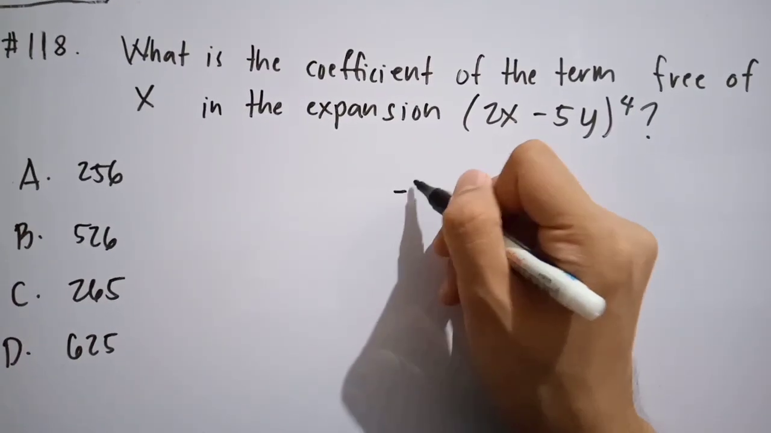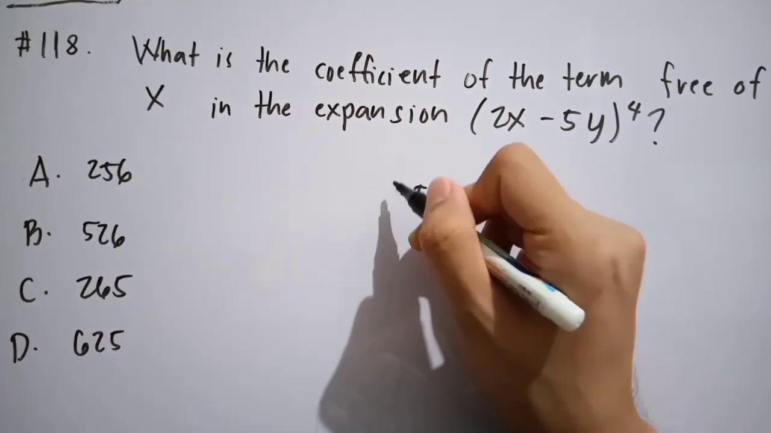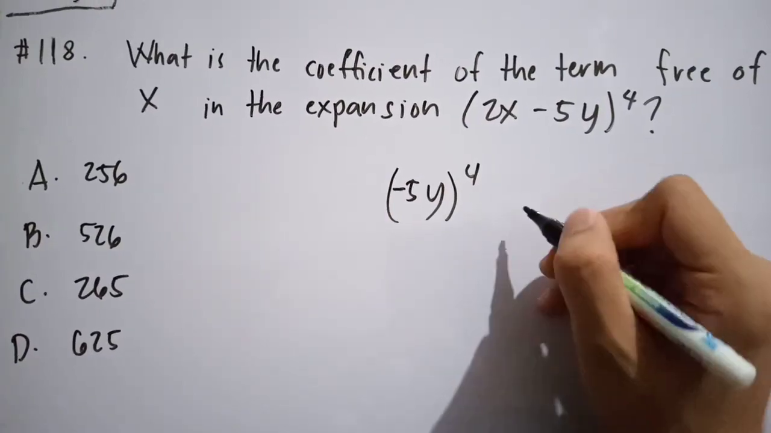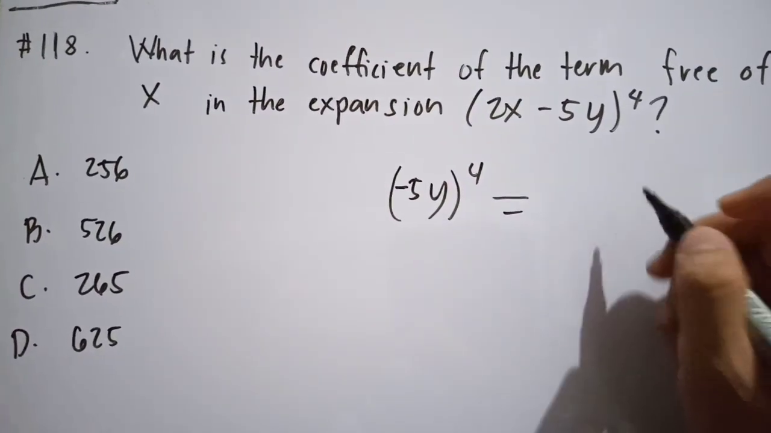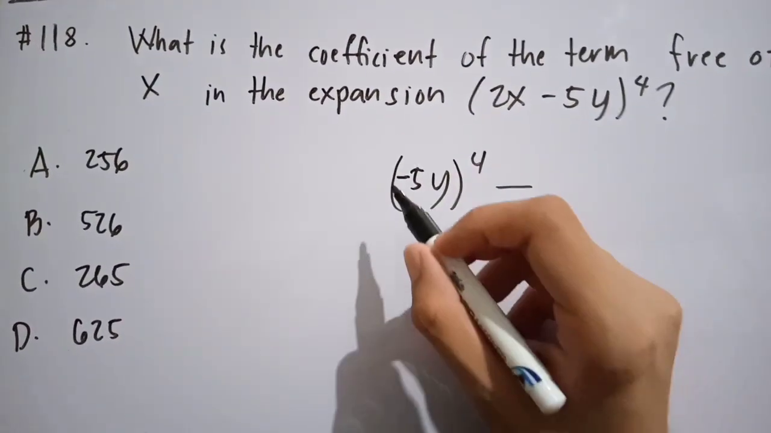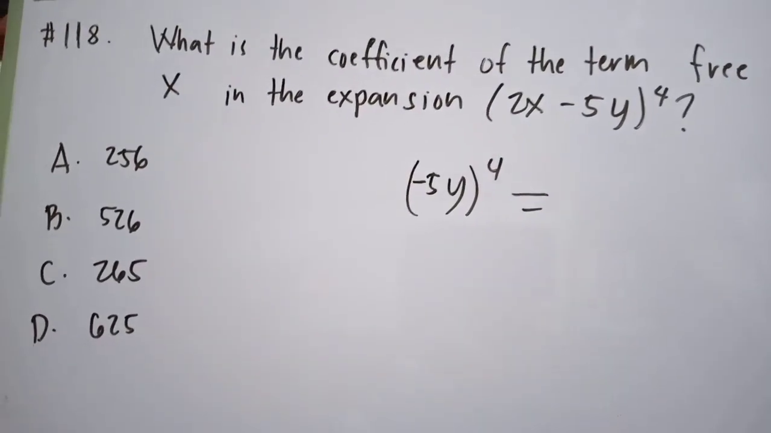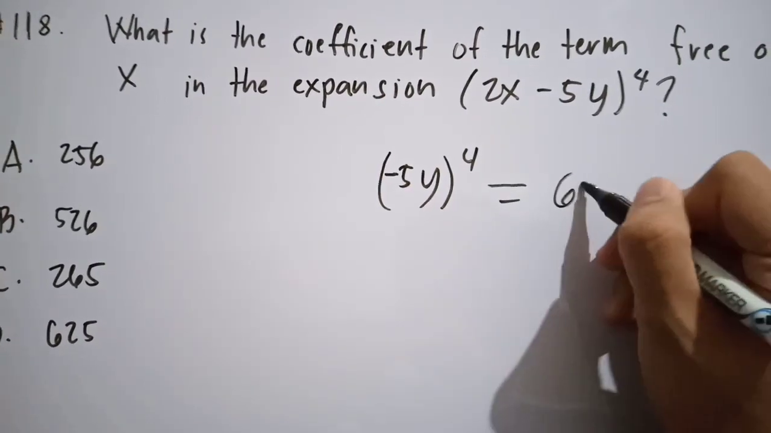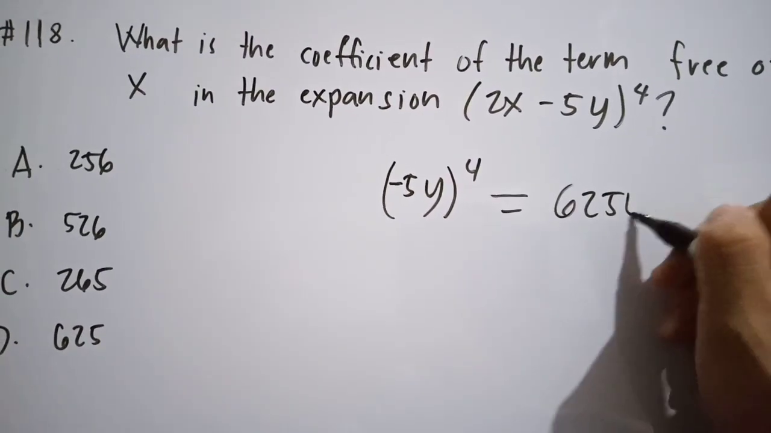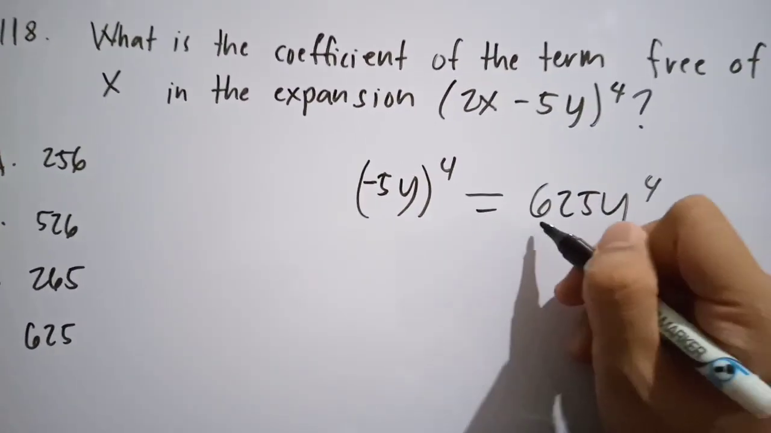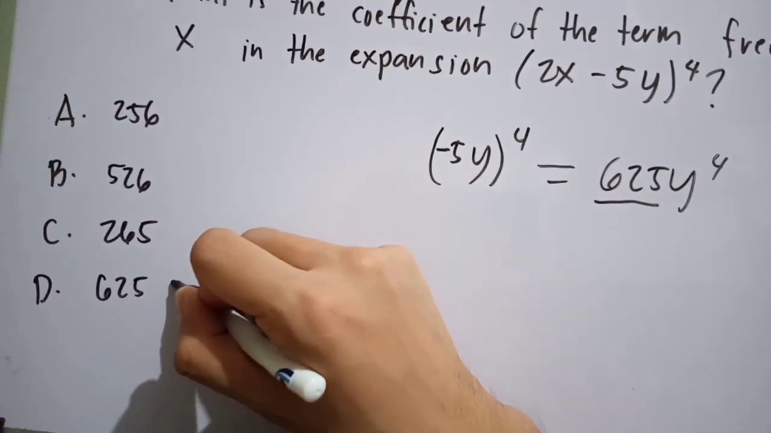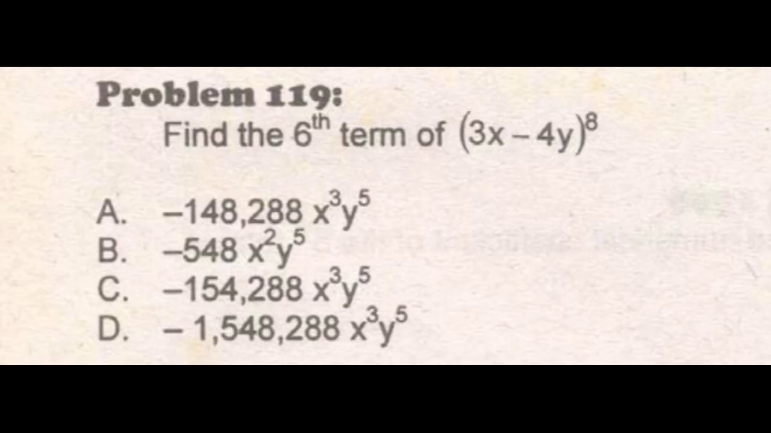Yung last term natin ay yung negative 5y raised to 4. Ito lang yung last term natin. Which is equal to negative 5 raised to 4, maging positive na to. So, compute mo sa calculator, 25 times 25 y raised to 4. So, ito na yung sagot, 625. Which is letter D. Madali lang, di ba?